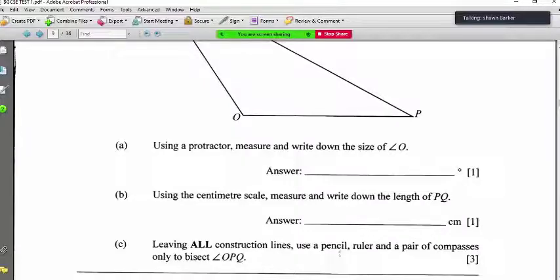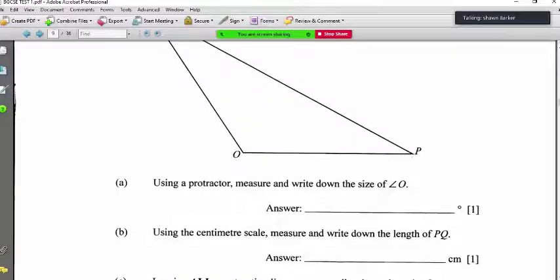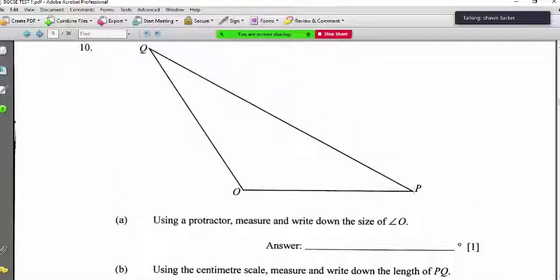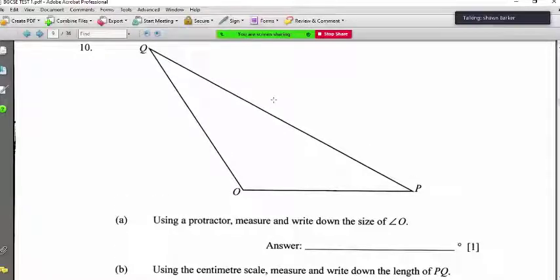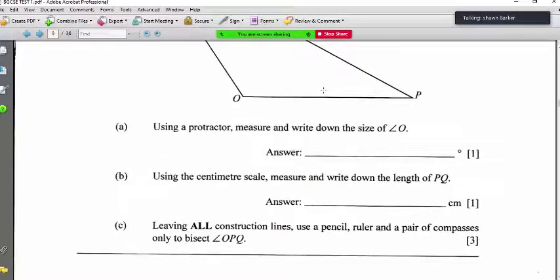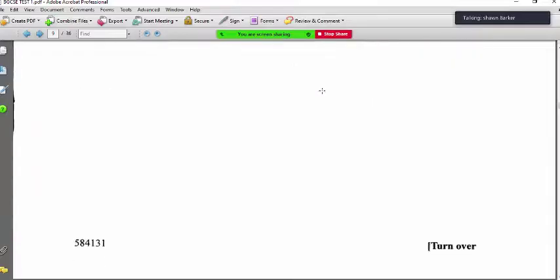Same thing with this one: leaving all construction lines, use a pencil, ruler, and a pair of compasses to bisect angle OPQ. So OPQ, that's this angle right here. You want to bisect this angle with a compass. Again, this is something you're going to have to do manually on the paper. And you're not going to have too many. I think I saw one problem like this on each exam. You're just going to have one where you do this kind of thing on the paper, one or two at the most.